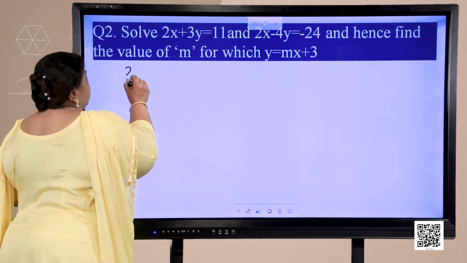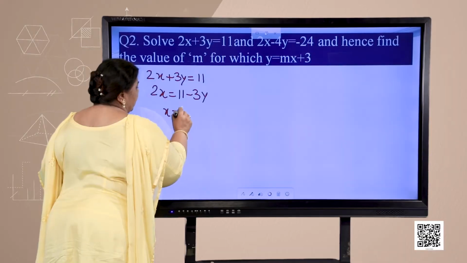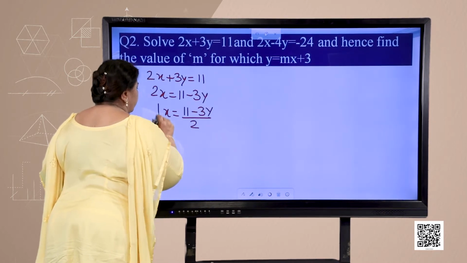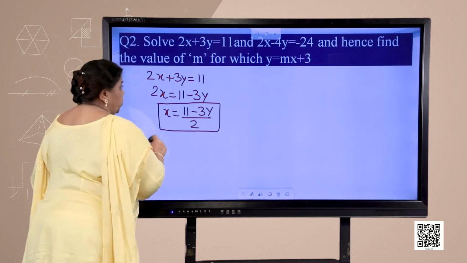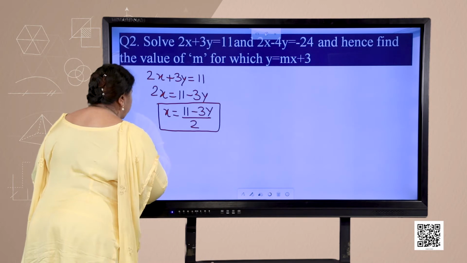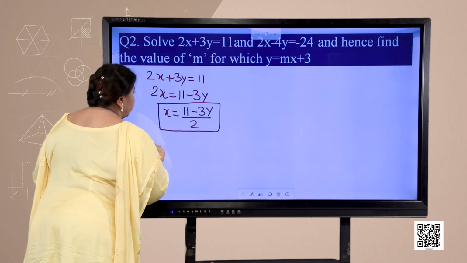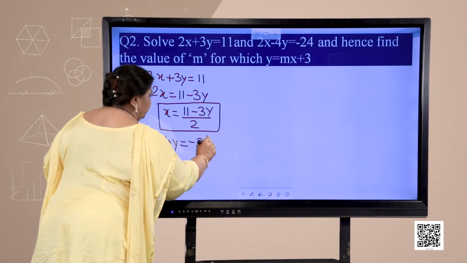Let us take the equation 2x + 3y is equal to 11. In this 2x is equal to 11 − 3y, that gives us x = (11 − 3y)/2. This is the value of x obtained from the first equation. Because we are using the substitution method, let us substitute the value of x in the second equation. Second equation is 2x − 4y is equal to −24.